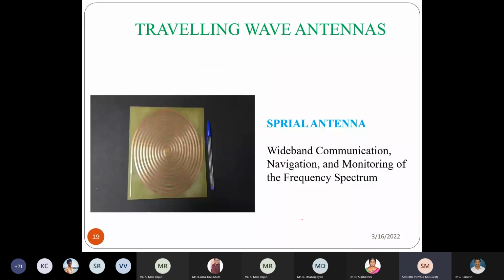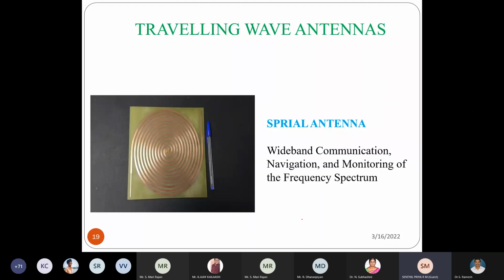Again, a spiral antenna. Spiral antennas are used for wideband communications and monitoring of the frequency spectrum. So what is a spectrum? It is a band of frequency. If I take FM, it has a band of frequency of 88 megahertz to some 106 megahertz. Likewise, a spectrum has some band of frequency, from some lower frequency to higher frequency.